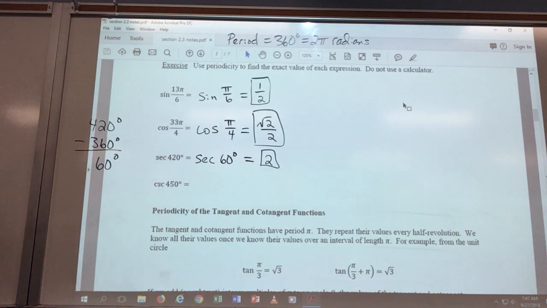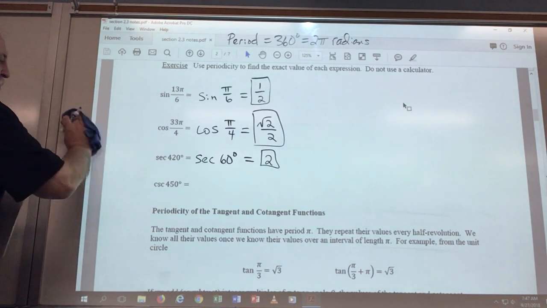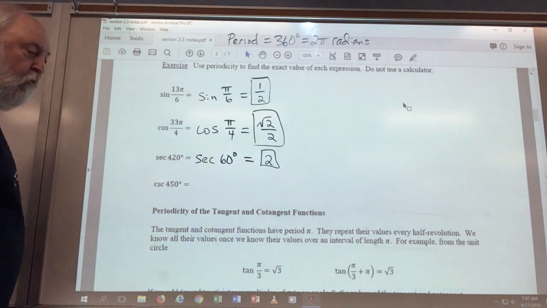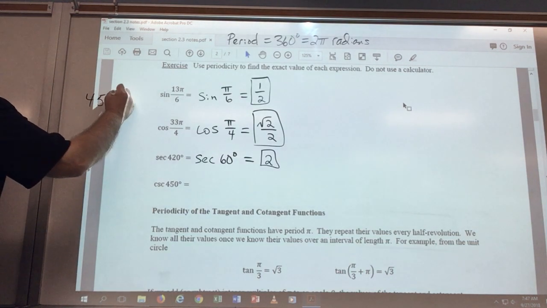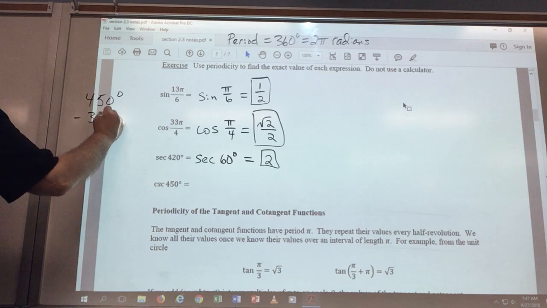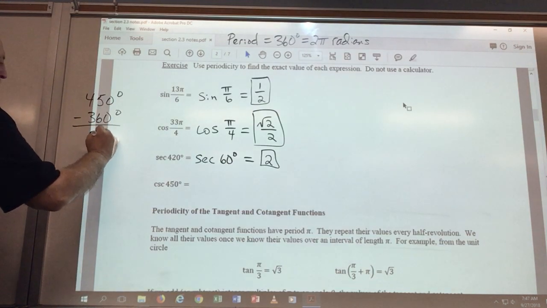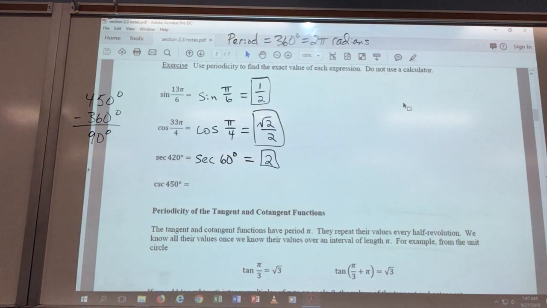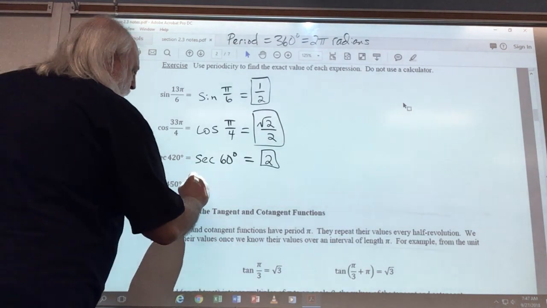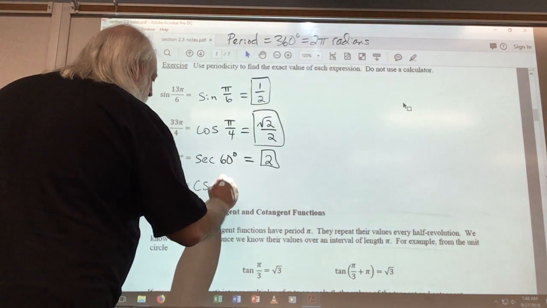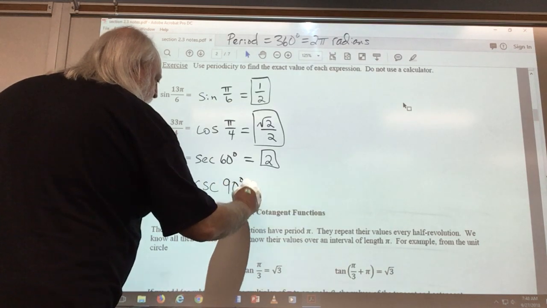Cosecant of 450 degrees. 450 degrees is more than 1 revolution. So I subtract 360 degrees from it, and I get 90 degrees. So the cosecant of 450 degrees has the same value as the cosecant of 90 degrees.